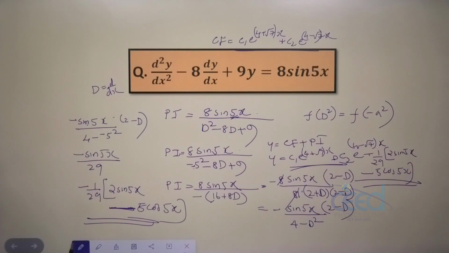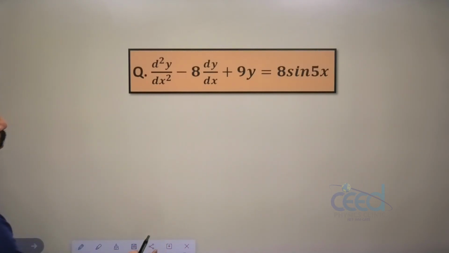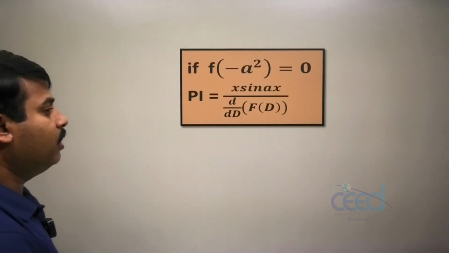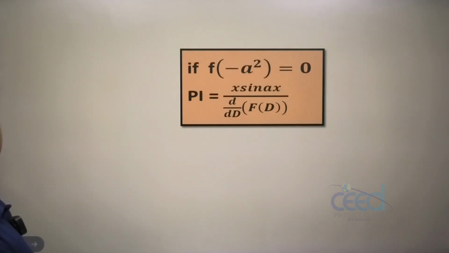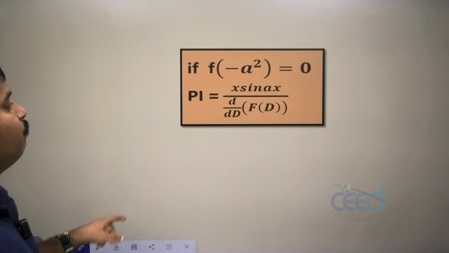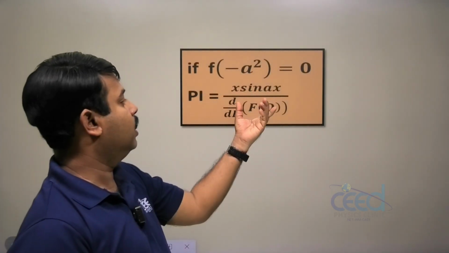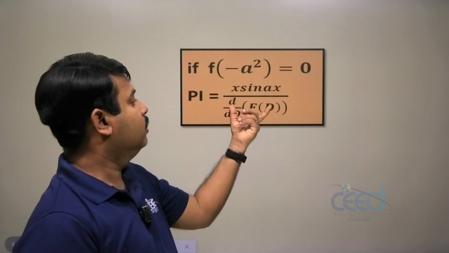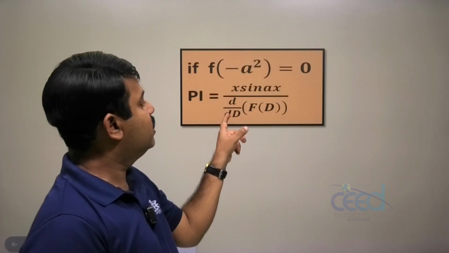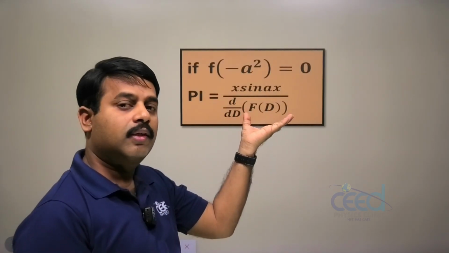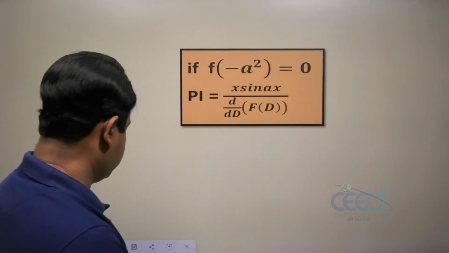Now let us go to another question. See, here also one problem. If you put f of minus a square and you get 0, denominator you are getting 0 means you differentiate f of d, then you put f of minus a square. Alright, that is the rule. One example we can see.